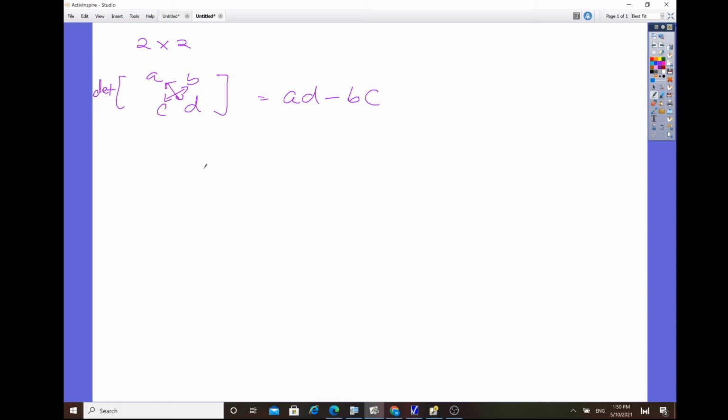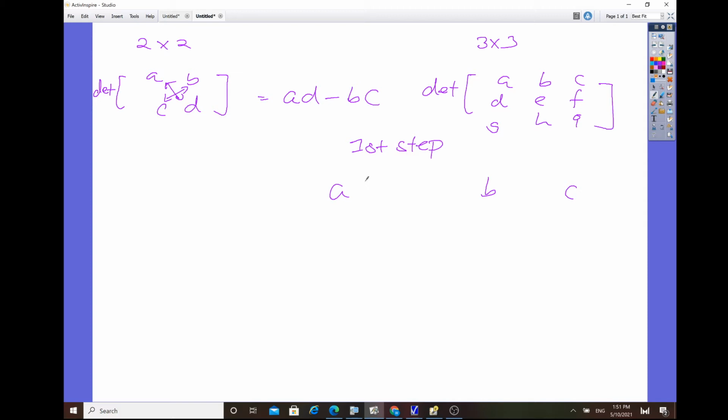So what about the 3 by 3? For the 3 by 3 one, we need to do a little more work. Determinant of ABC, DEF, GHI. The first thing you want to do is find the minor matrix of each entry. Actually, you first select a row or a column, but it's better to select a row. Any row or any column works. Pretend we select the first row, so we have A, B, and C.